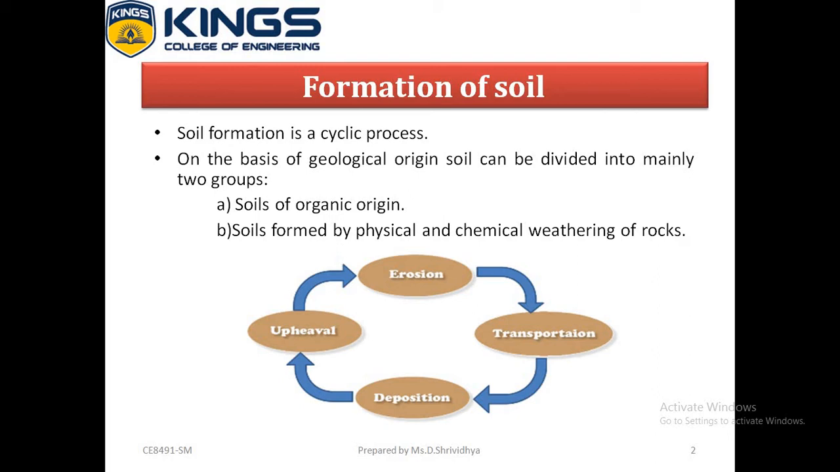Now, let me see how the soil is formed. The soil formation is a cyclic process. On the basis of geological origin, the soil can be divided mainly into two groups. The first one is soil of organic origin and the second one is soil formed by physical and chemical weathering of rocks. The cycle shows the typical cyclic process of formation of soil. The first is erosion and transportation, deposition and upheaval. This is the cyclic process for the formation of soil.